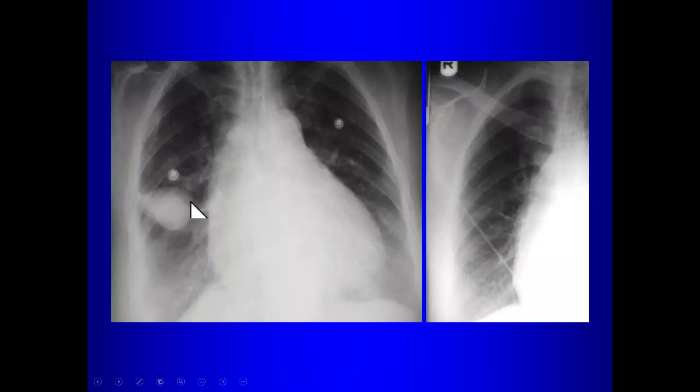Another example of a pseudotumor here. So when the pleural fluid goes away, the tumor goes away. So loculated fluid in the fissure can mimic a tumor. That's called a pseudotumor.